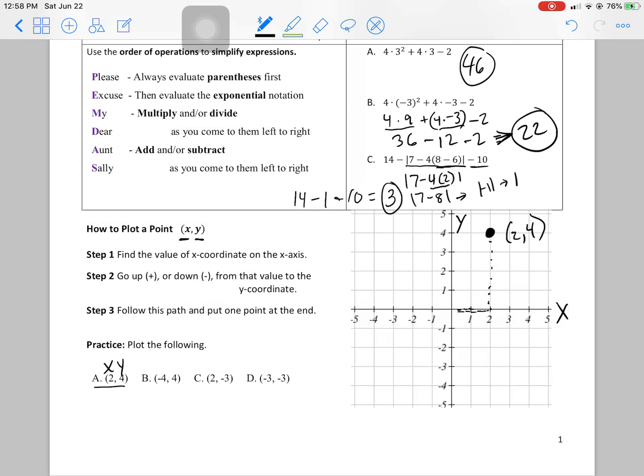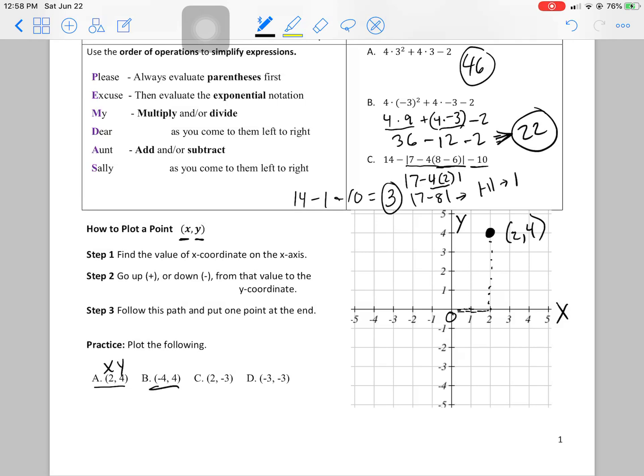So you always go left or right first to find the x-axis. That's a 0, by the way. So left or right or on the 0, whichever. And then find your x first. And then from there, go up or down to your y.